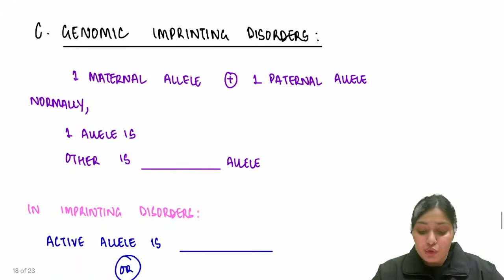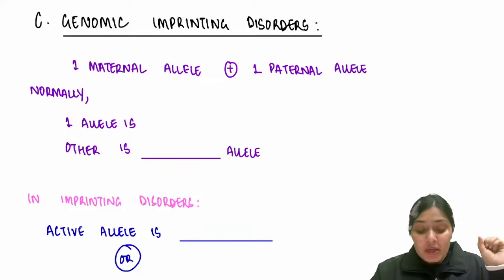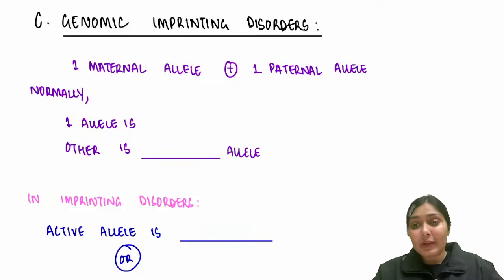Now let's move to genomic imprinting disorders, in which we are going to discuss Angelman syndrome and Prader-Willi syndrome. So firstly, what is this genomic imprinting? Look at me.